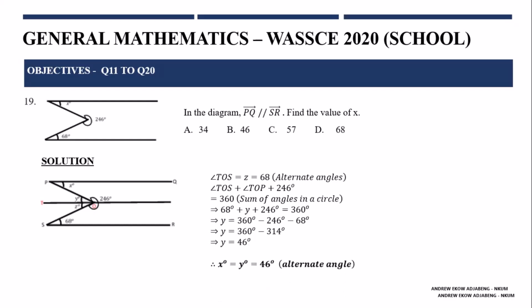Now, since X degree and Y degree, as you can see in the diagram here, are also alternate angles, it means the value of X is equal to the value of Y. And since we know Y, it means the same value applies for X. It means X is also 46 degrees.